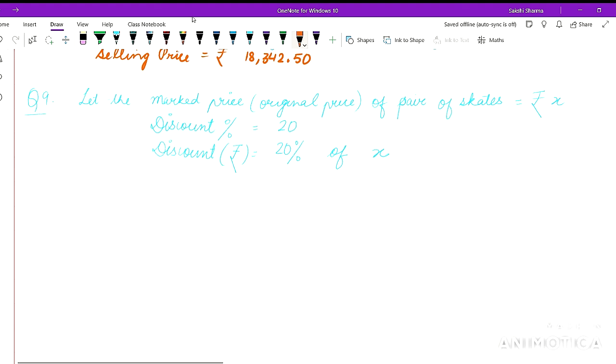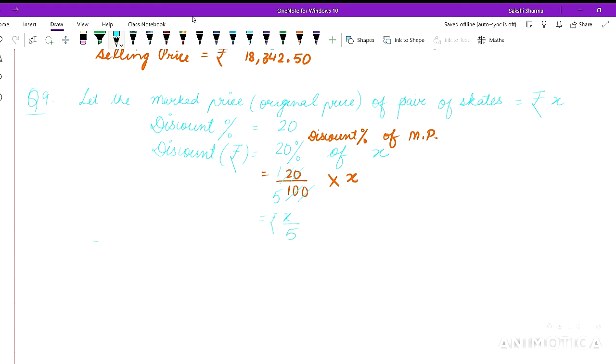What I'm doing here is I'm combining the discount percentage with the marked price. Solve. So this answer is in rupees.